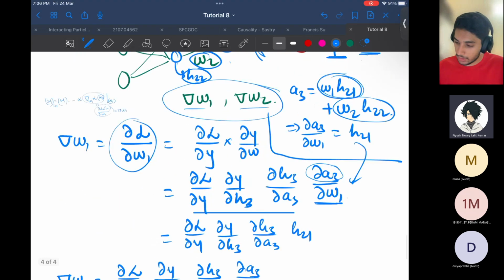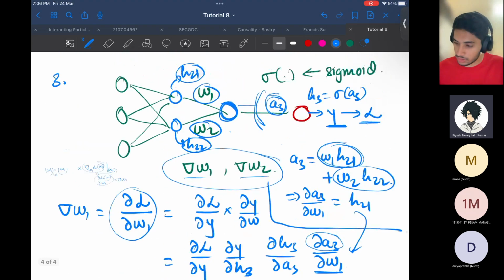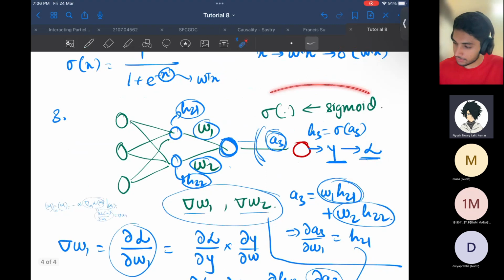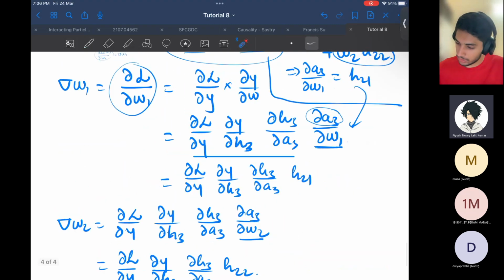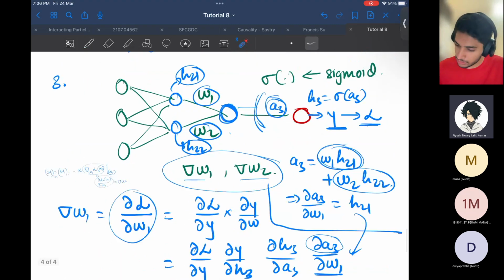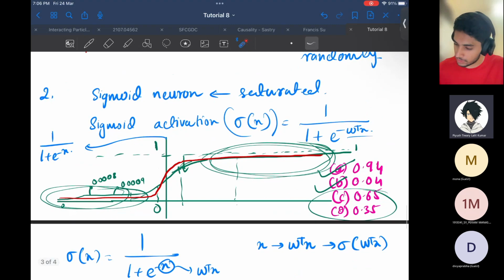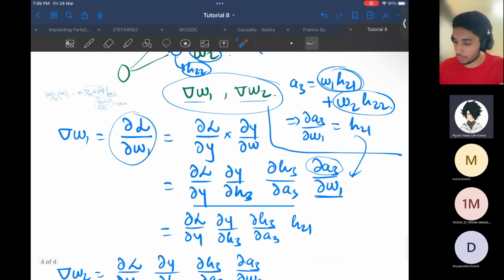Now, we also know that we are using sigmoid activations. So what are H21 and H22? H21 and H22 are outputs of these two neurons, right? Now we know from this graph that sigmoid is always between 0 and 1. So any value will be between 0 and 1, so it is going to be positive.